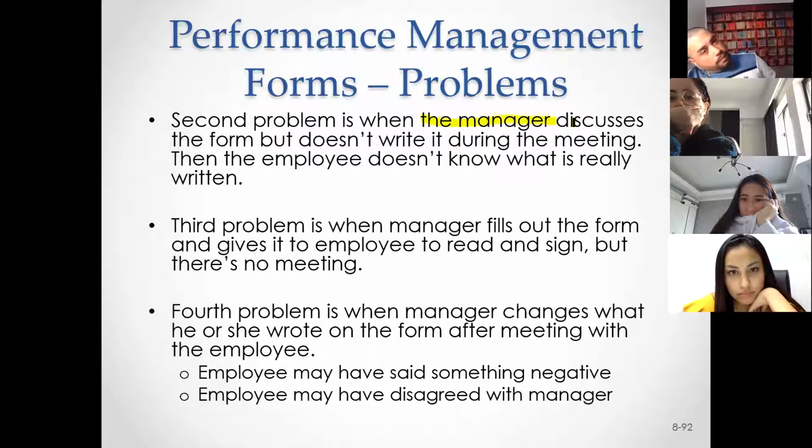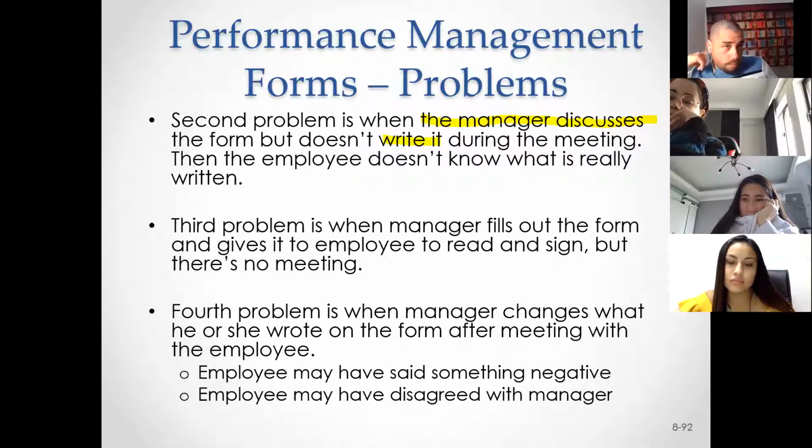Sometimes the manager will discuss the form, but then he doesn't write it. So let's say I sit down with Bella, I say, Bella, here's your evaluation form. Here's the first thing, it's about, did you come on time? And here's the second thing, it's about your work quality. And here's the third thing, it's about satisfaction. I have all of these things, but I actually didn't circle the numbers yet. Well, then Bella doesn't know her score, and that's useless. You need to know what score you got and why.